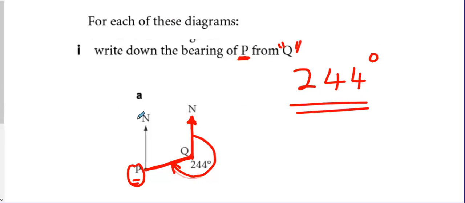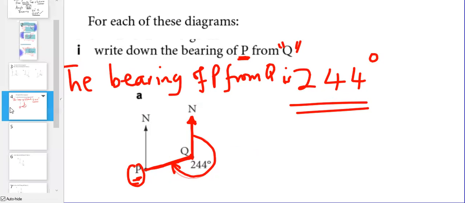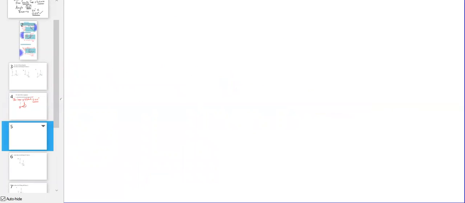So you write here, the bearing of P from Q is 244 degrees. That is super. This is a pretty easy question because everything is given for us. Okay, so that diagram ends there. Let's go to the next question. That was A. Let us see if we have got B.